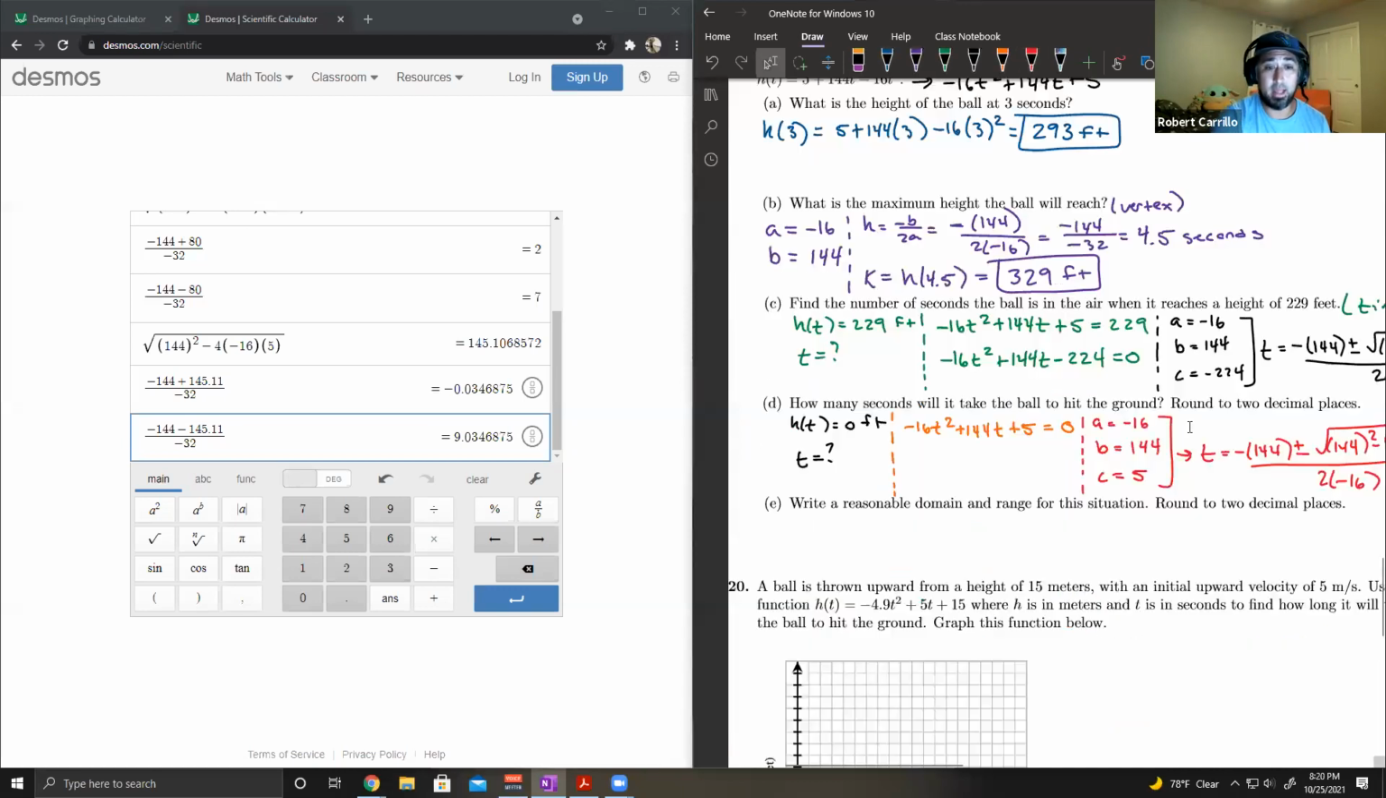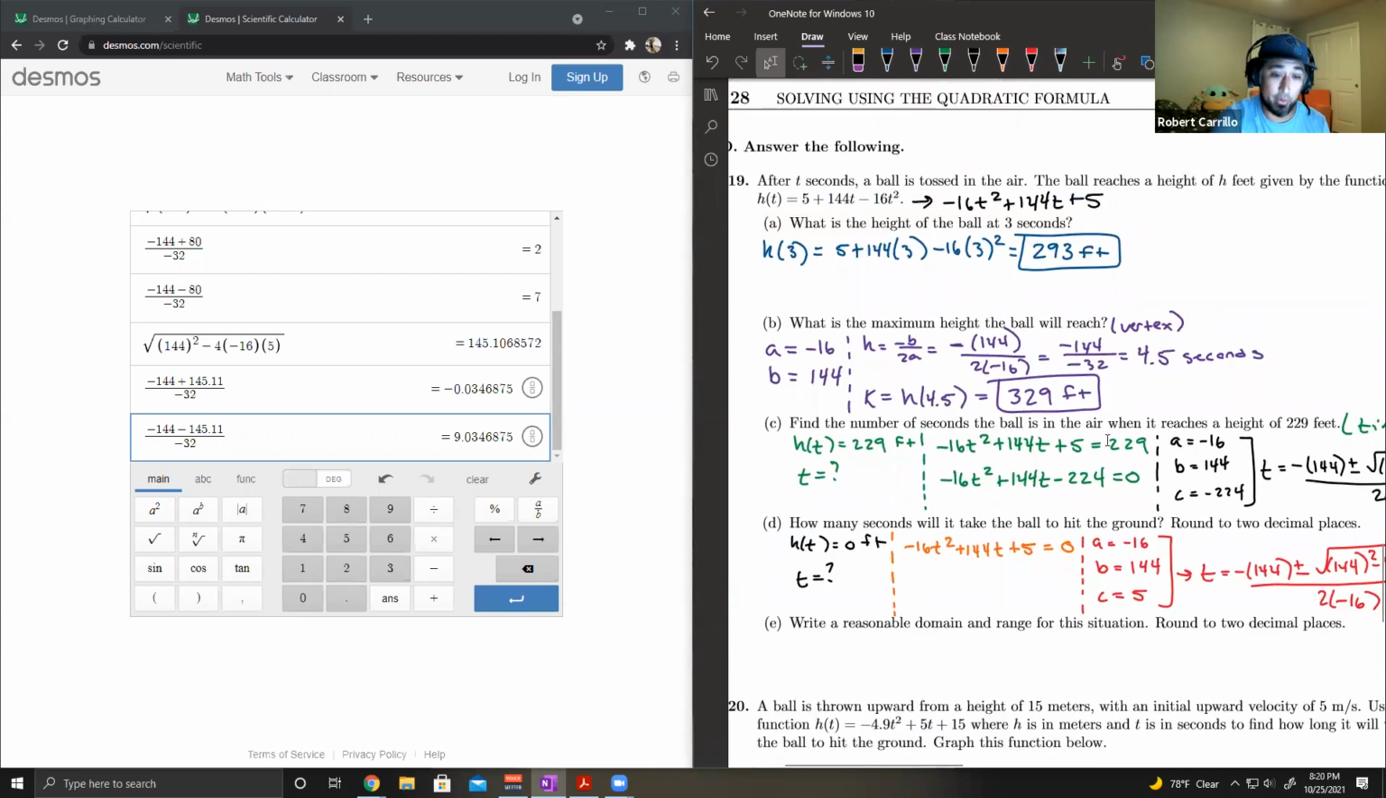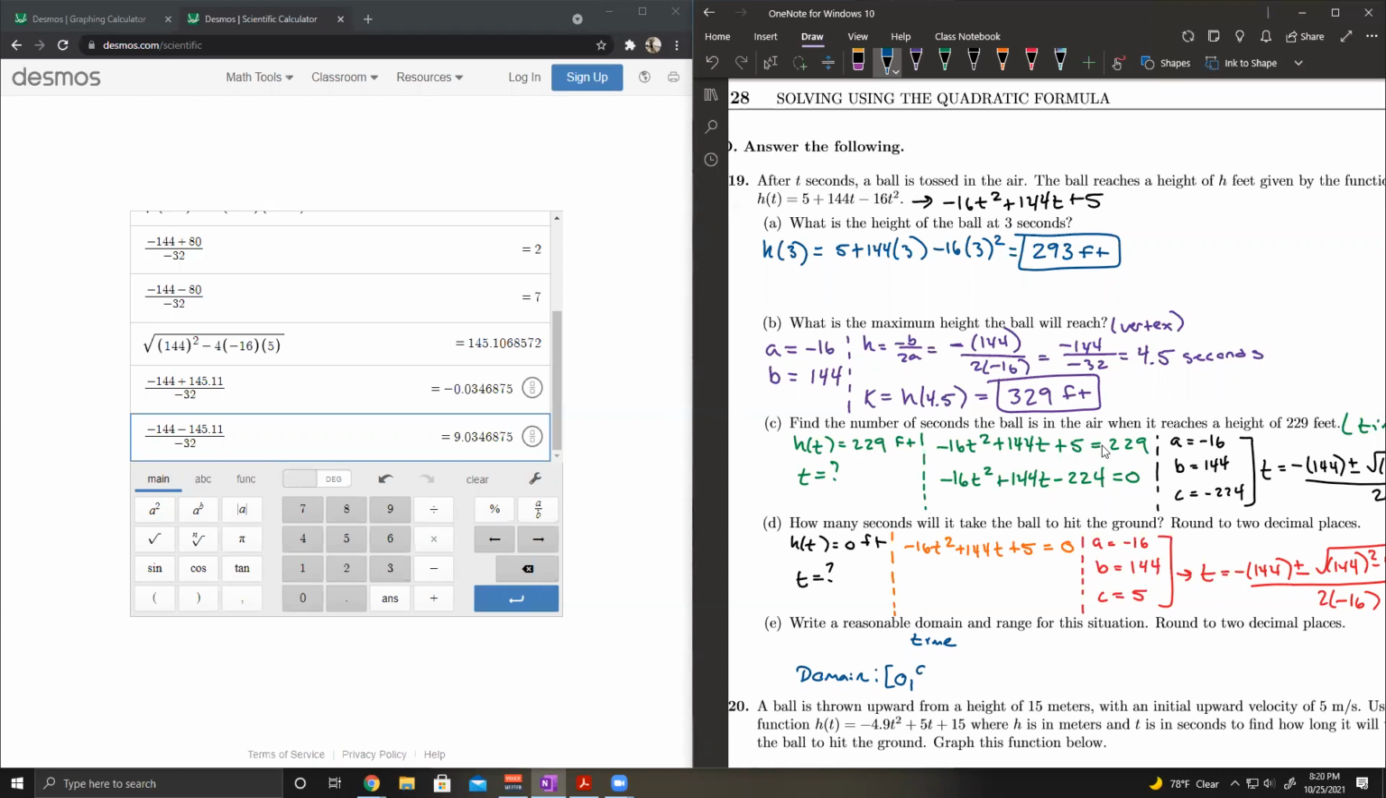Okay, and then last, a reasonable domain and range for this situation. Domain deals with time here. If we haven't thrown the ball, how much time has gone by? 0 seconds. But now we know that when we throw the ball, when's it going to land? 9.03 seconds. Good. All right.